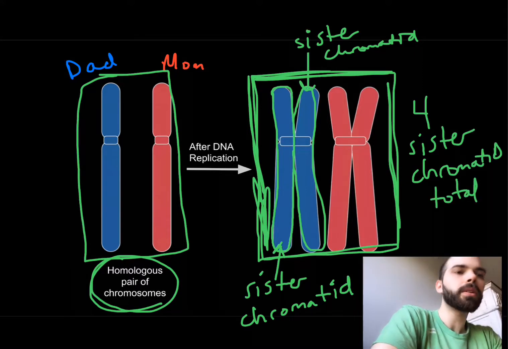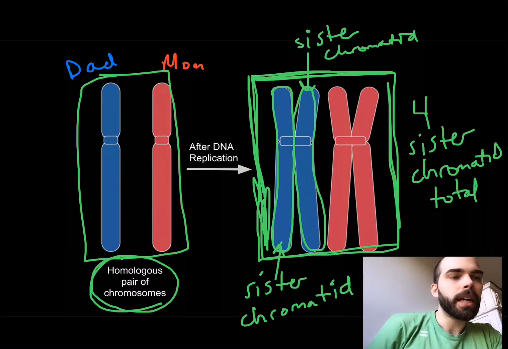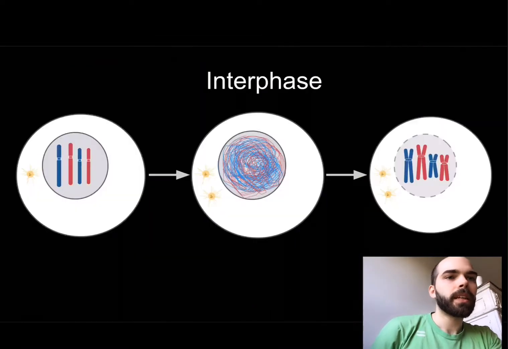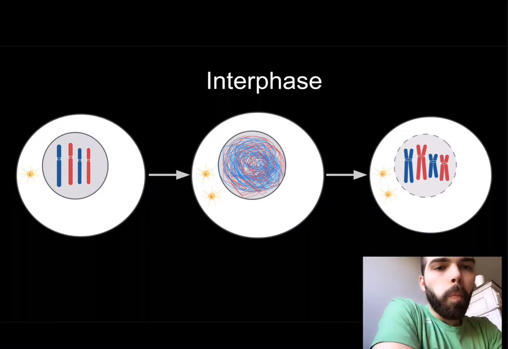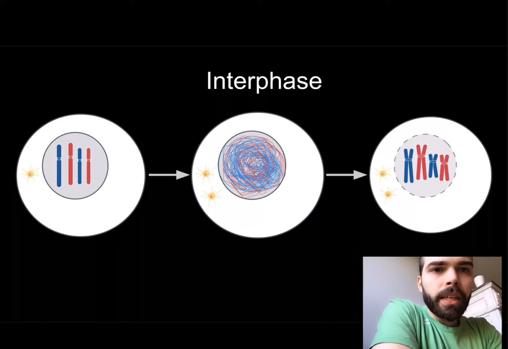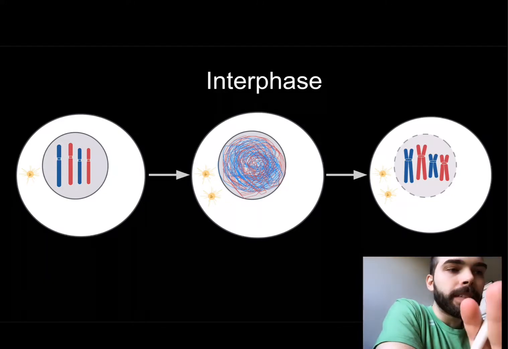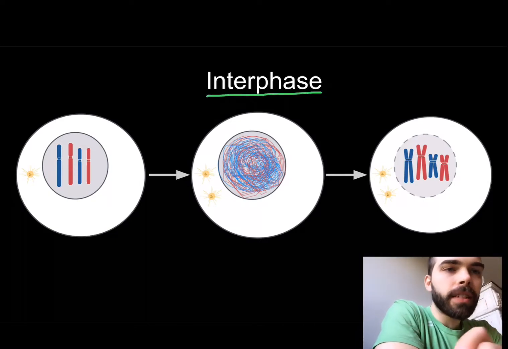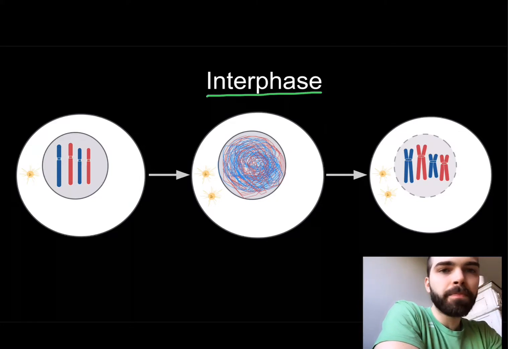Now that's going to be important to know the difference between a chromosome and a chromatid later, and what is a homologous pair and what isn't. Alright, so let's go through the phases of meiosis here. Before meiosis begins, you start out in interphase. So this is not one of the phases of meiosis, it's leading up to it.